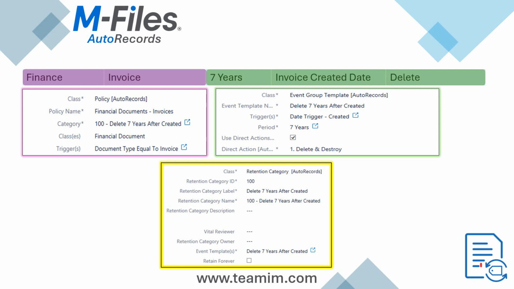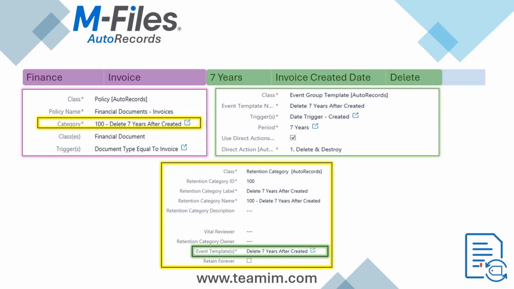The retention category is really the glue that holds everything together. It's used to specify which event or events are to be scheduled for documents with this retention category. In this case, a single event will be scheduled. With the ability to individually create, link, and reuse these three building blocks, records managers can quickly and easily build a comprehensive file plan that represents the true records management and compliance criteria for their organization.